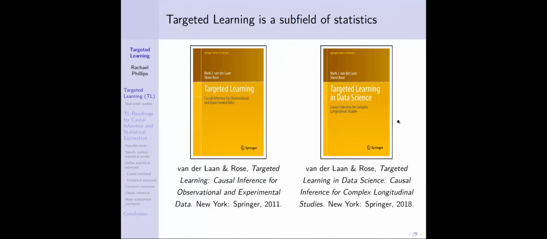There we go. Okay, so targeted learning is a subfield of statistics, and I've included 2 books here on targeted learning. The first was written in 2011, Targeted Learning for Causal Inference and Observational and Experimental Studies. And then here we have something that was more recently published and is more advanced, that focuses more on longitudinal settings. And I highly recommend this book. The first 6 chapters, including the preface, were a great learning resource for me to understand this field in greater depth.